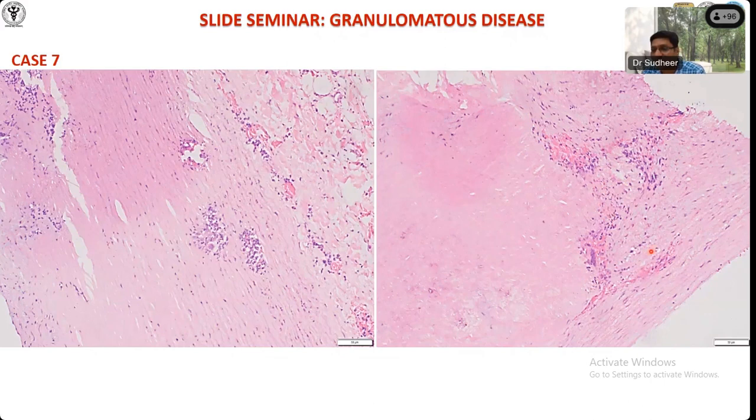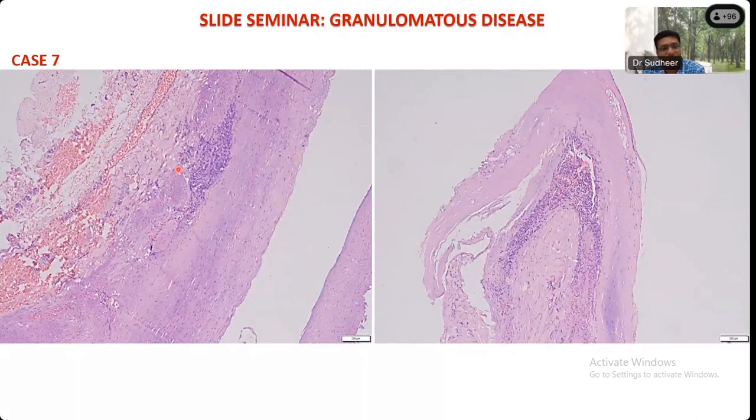Can you see this? They appear as if they are surrounding the process, right? They are there in the pictures. I'll show you a few other pictures. Can you see this big inflammatory infiltrate towards the adventitia?